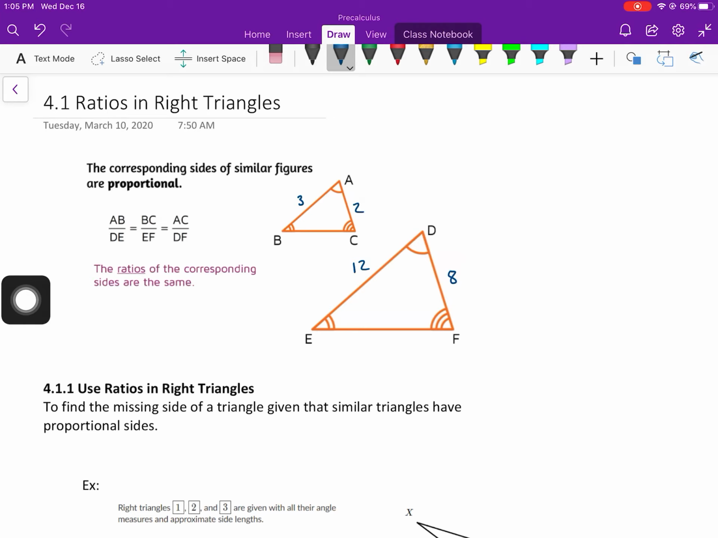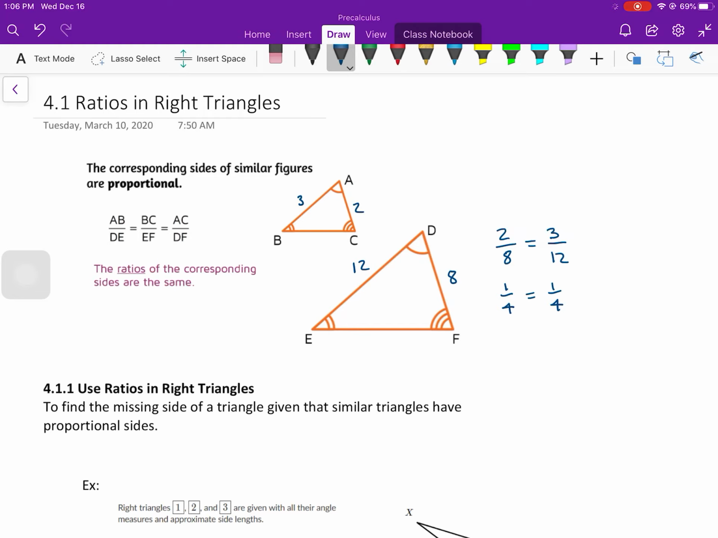Now, how do you figure this out? You figure it out using the ratios that they need to be equivalent. That's what proportional means, that the ratios are equivalent. So if I set 2 over 8, it should be the same as 3 over 12. And if you simplify both of these, you get 1 over 4, which gives us that scale factor.